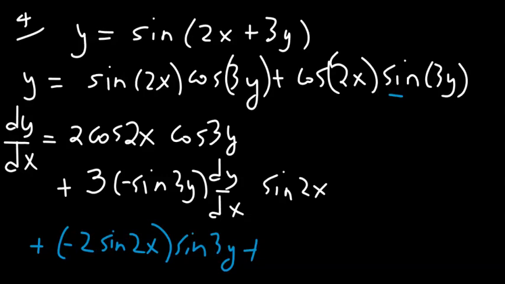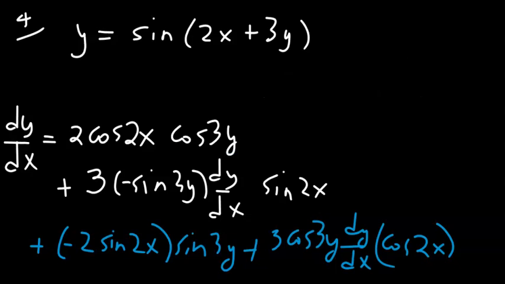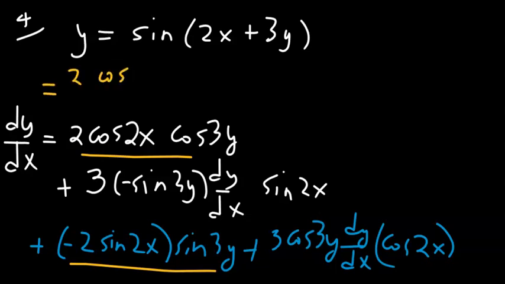And now you differentiate sine 3y with respect to x, just like you differentiated cosine 3y with respect to x. And that's going to give you 3 cosine 3y dy/dx. And you write cosine 2x. Just multiply that. Again, using trigonometry identity, you can combine this and this as 2 cosine(2x plus 3y).